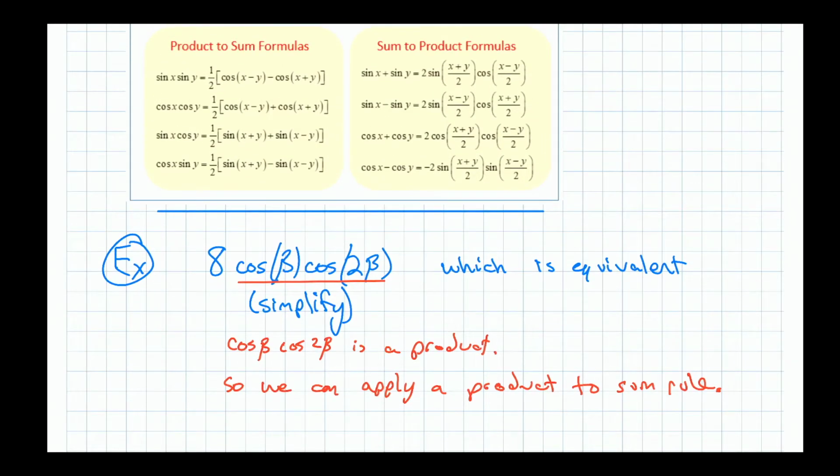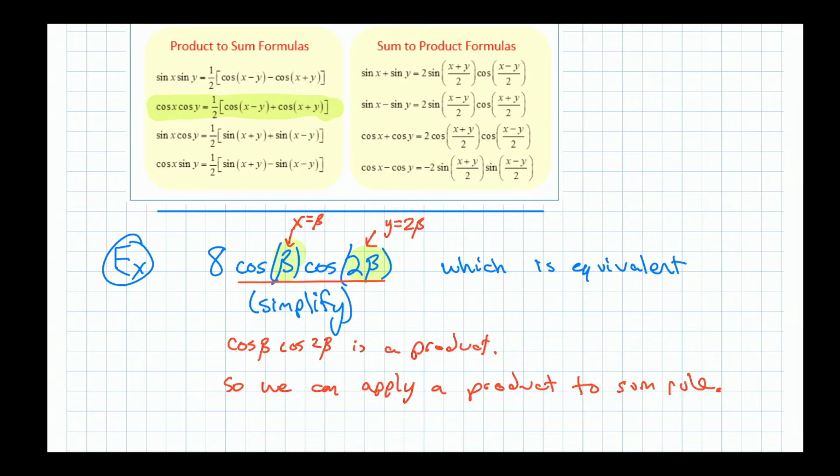So you look at your product to sum rules, and we have a cosine and a cosine, right? So we're in this case right here, because in the formula there, you can see cosine x, cosine y. We have cosine beta, cosine 2 beta. So that's a little bit weird, but in the formula we're going to be using beta as our x, and our y is going to be 2 beta. And with that said, we're going to work through this formula here.